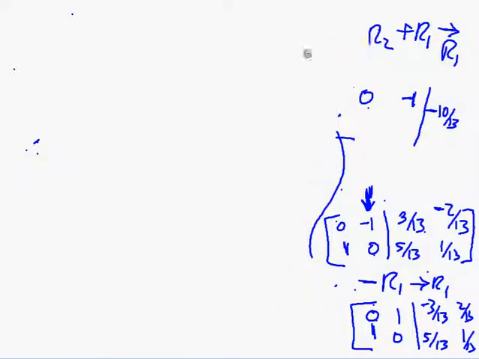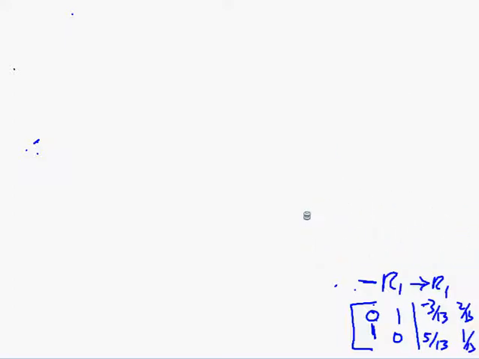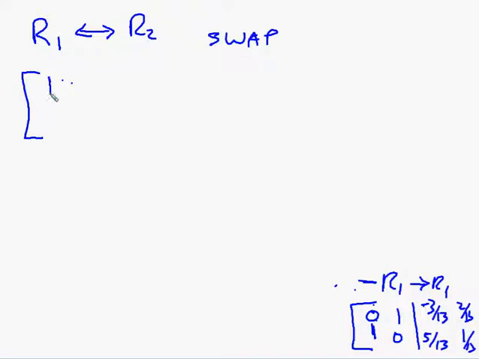I need, I'll just erase all this. I need that second row to be where row 1 is, don't I? So there is one more row operation we can do. We'll do row 1, exchange it with row 2. That's called swapping. We're going to swap the rows. It doesn't matter which order the rows are in, so we can swap them. So I'm going to put row 1 on top.